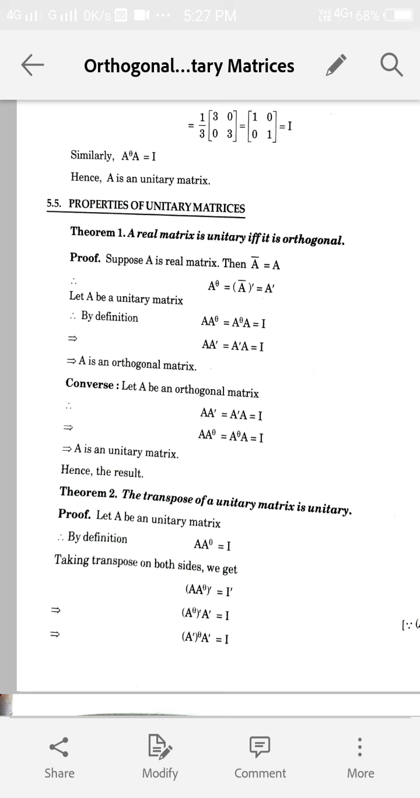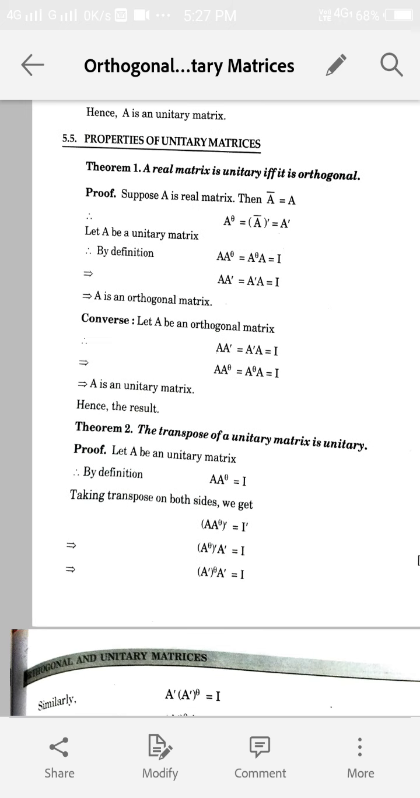Now for the first case, let us consider that A is a unitary matrix. Then by definition we can write A into A theta is equal to A theta into A, and this is equal to the identity matrix. Now replace A theta by A transpose. Here we get A into A transpose equal to A transpose into A is equal to identity. And what is this? This is the definition of the orthogonal matrix. So from here we can say that A is an orthogonal matrix. Now we prove its converse part. And what is the converse part?